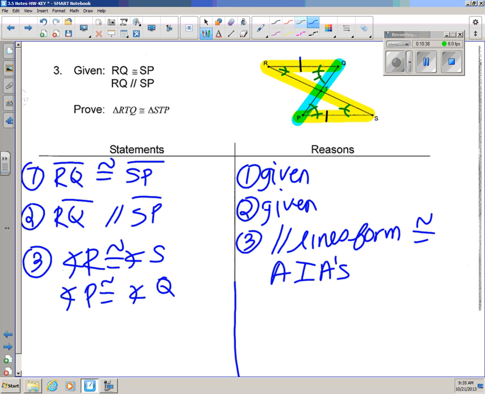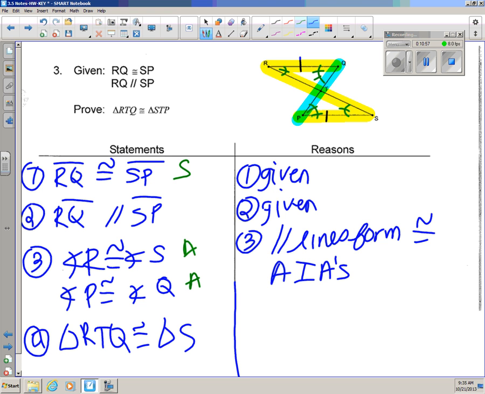Well, that's two pieces. Oh, no, that's all three, as a matter of fact. I'm sorry, that's all three. These were two for sure, but that was a third. You have enough information to prove these triangles congruent. In this case, triangle RTQ is congruent to triangle STP, and this is because of angle side angle.